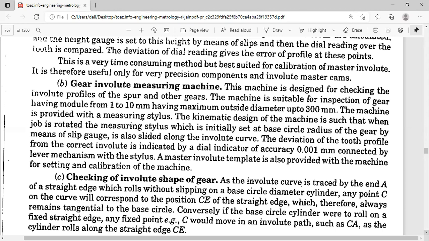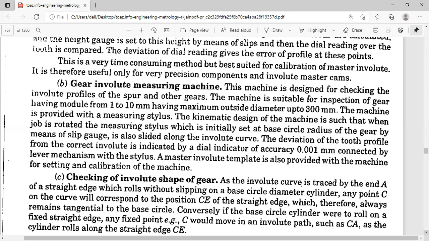So when the gear and the circular disc are rotated, the straight edge will be moving over the disc without any slip. Now the stylus of that particular dial gauge, you should bring in contact with the tooth profile.